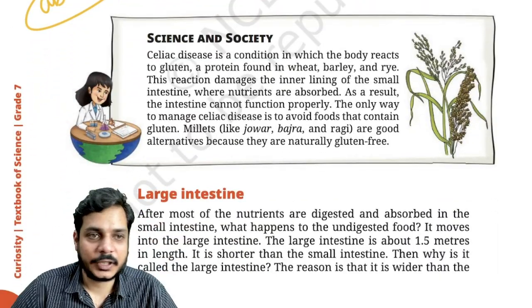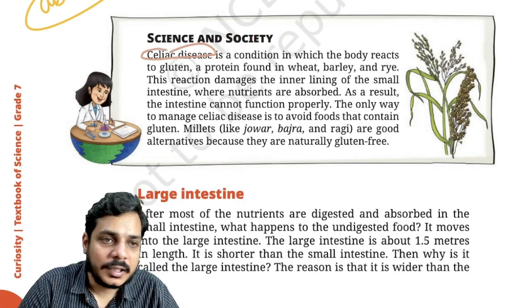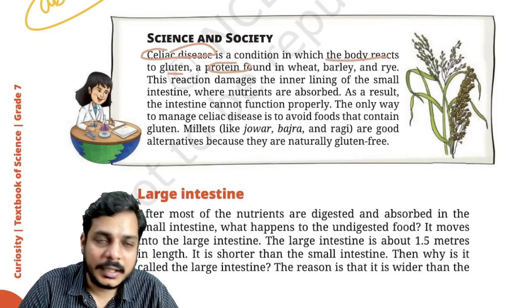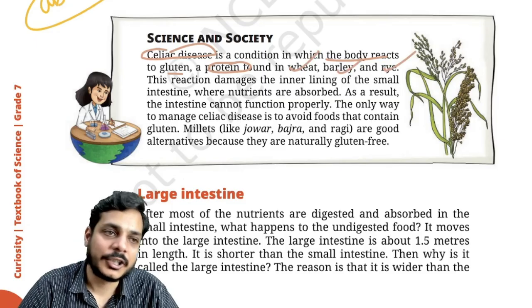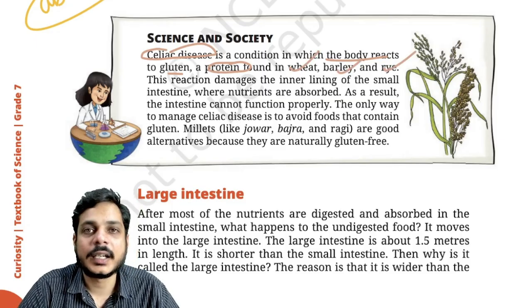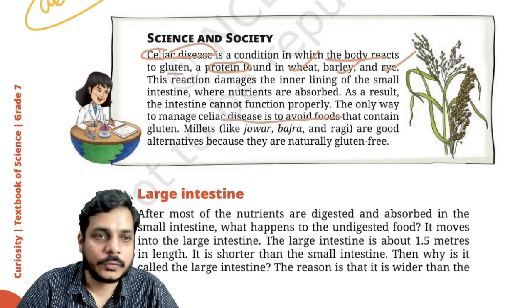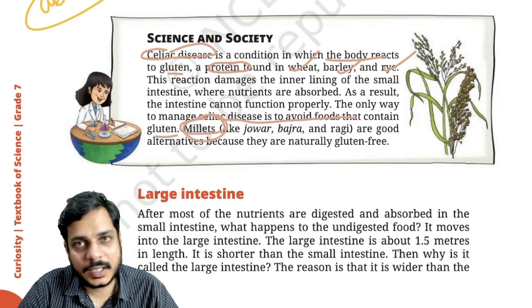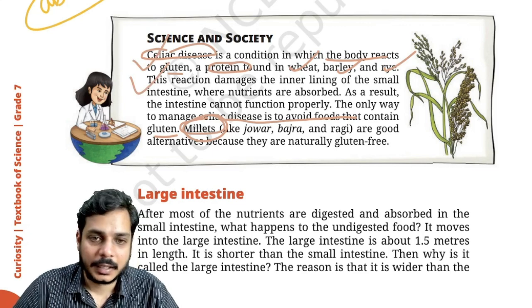Now, this Science and Society box talks about a disease, that is celiac disease. Celiac disease is caused when the body reacts to gluten. Gluten is a form of protein found in wheat, barley, and rye. A lot of people are allergic to it, because it further deteriorates their digestive processes, and therefore they must avoid foods that contain gluten. Millets are posed as an alternative for them if they have celiac disease.